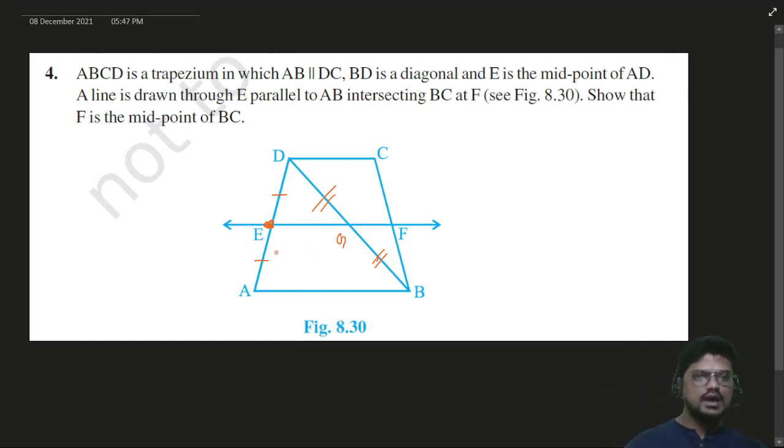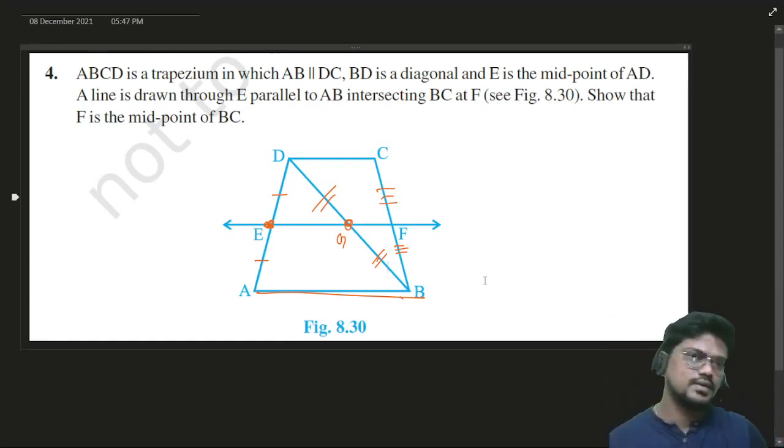And similarly, AB will be parallel to DC. Why? Because it's a trapezium. And EF is drawn parallel to AB. Therefore, EF is also parallel to DC. So GF is also parallel to DC. And again, it is a midpoint and drawn parallel to DC. Therefore, again, it will bisect the third side. That is, BF will be equal to FC. Understood? How many of you have understood this? Please raise your hands or type yes in the chat box. Okay, everyone, fine. You can lower your hands.